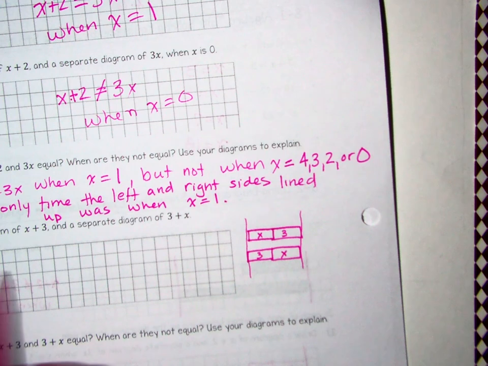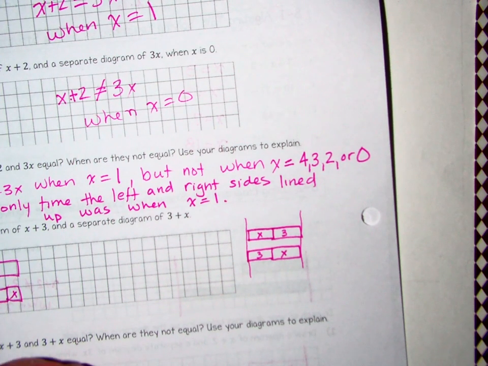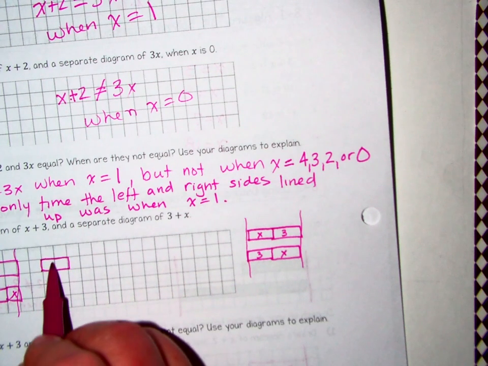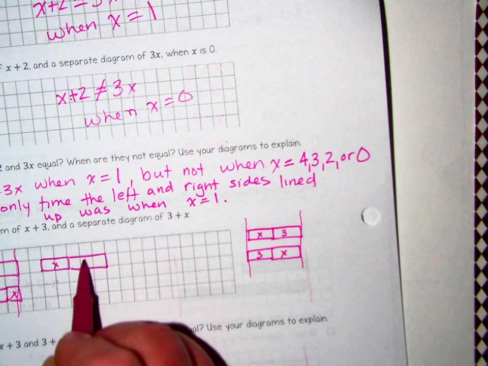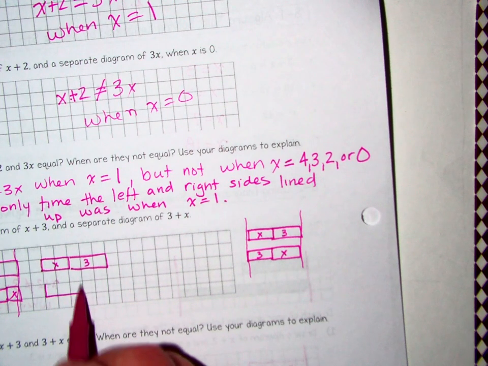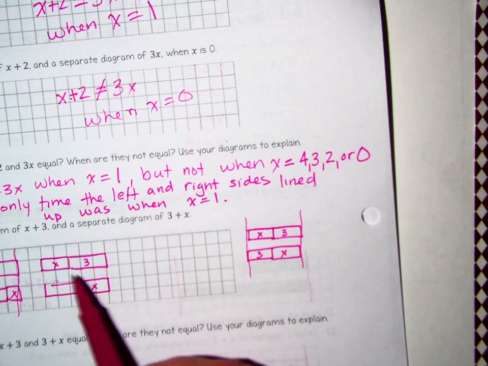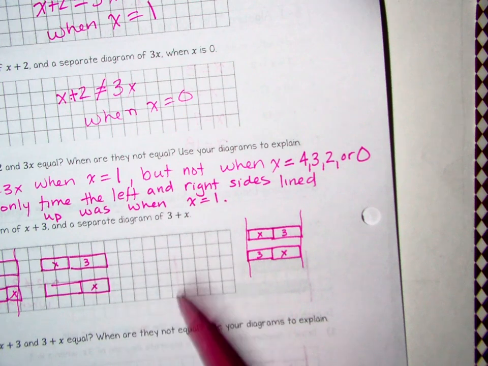So then if I wanted to just use some different values for x, if x equaled 1, then x plus 3 is going to look like that, and 3 plus x is going to look like that. And I can see they're the same. If I let x equal 2, x plus 3 is going to look like that, and 3 plus x is going to look like that. And I can really see it doesn't matter what x equals.